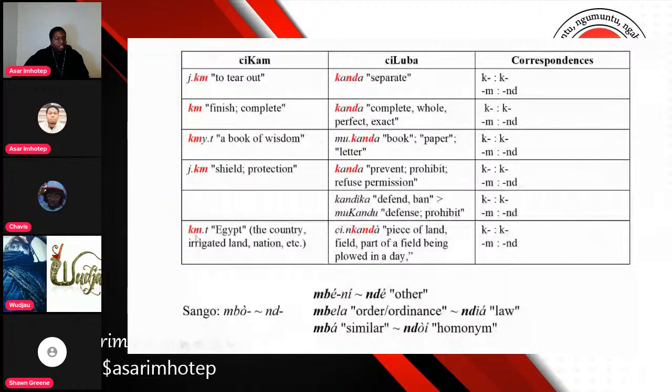And then, of course, we have Kemet, Egypt, the country, irrigated land, and Chi and Kanda, piece of land, field, part of a field that's been plowed in a day. In other words, farmland. And this idea that N D and M correspond, we see that even in one language, Shango. So Mba corresponds to Inda, Mbe, Ni, Indi, other, Mbella, order, ordinance, India, law, Ba, similar, India, homonym, right? There are linguistic reasons and consequences that are easy to explain for these forms.